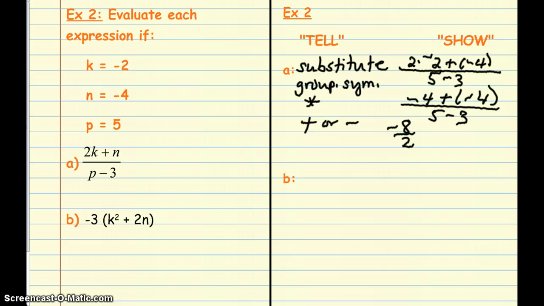And now from here we can simplify further. Again, this is a division symbol when you have a fraction, and negative 8 divided by 2 is negative 4. So there's our solution to the first one.